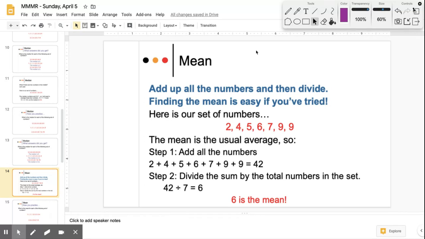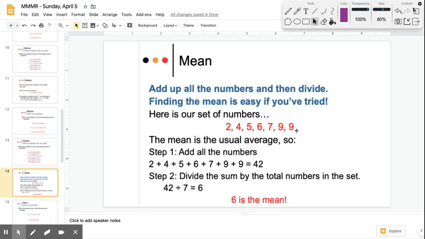Okay, so out of mode, median, mean, and range, mean is going to be the one that takes the longest to calculate. And so this is what you need to do. You add up all the numbers given to you in the data set, and then you divide. So there's 2 steps: add, divide.